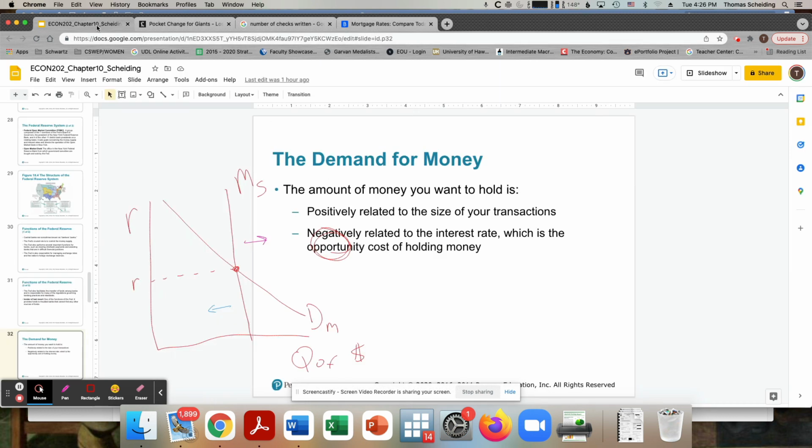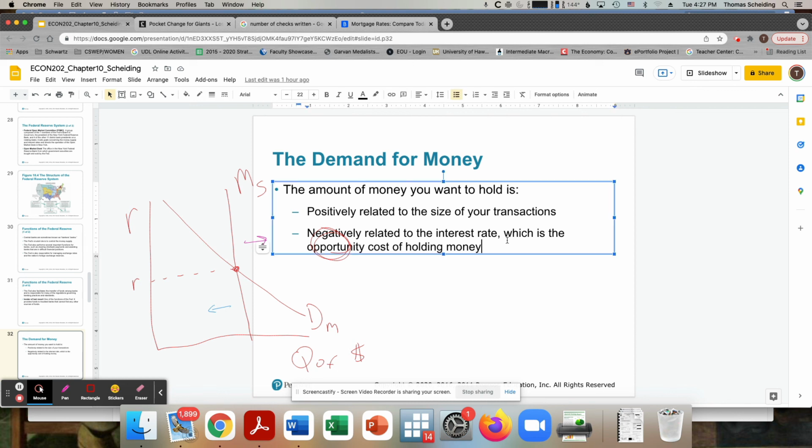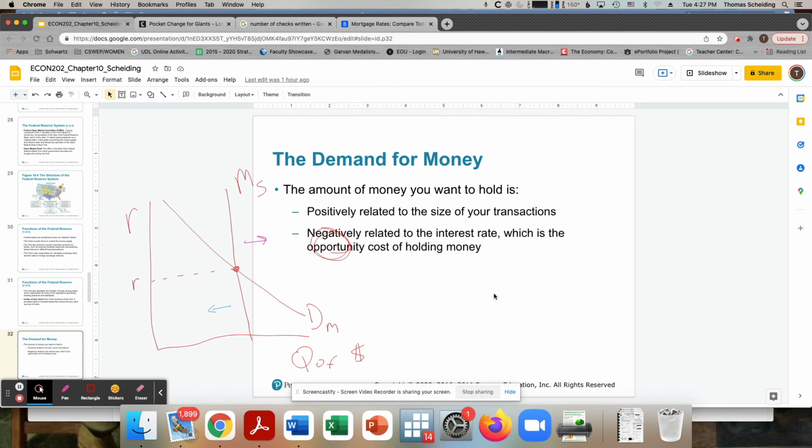Reduce the money supply, you say, Scheiding? Yes. So by reducing the money supply, that would increase the interest rate. And so banks are like, oh man, there's going to be less money out there. We need to change the interest rates. We need to charge higher amounts.